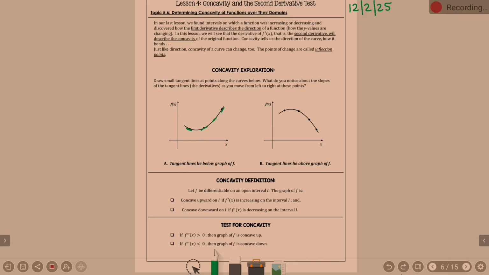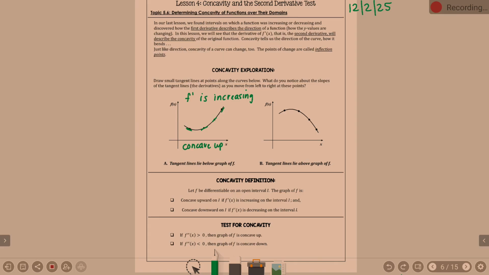As we look at all these tangent lines, each time as we move from left to right in this particular one, our derivatives are increasing. So the slopes of those tangent lines are increasing each time, or getting more. So in this scenario, the derivative, f prime, is increasing. Now, if f prime is increasing, this is what we call concave up.